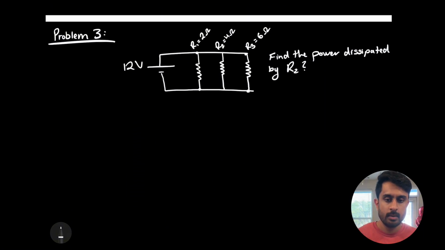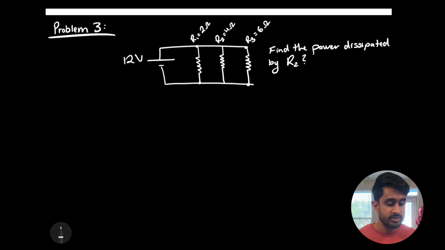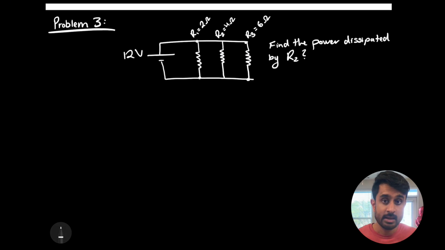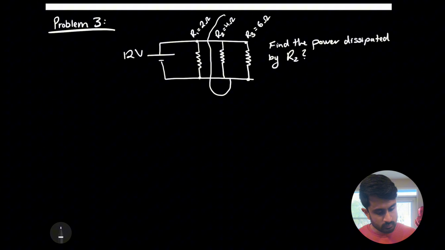Question number 3, power dissipated by one resistor in parallel. Again, like the past problem, we have just a simple circuit diagram. In this case, what we have is a 12-volt battery or a 12-volt power source attached to 3 parallel resistors, R1 being 2 ohms, R2 being 4 ohms, and R3 being 6 ohms. We need to find the power dissipated only by R2, meaning we need to find the power just right there.